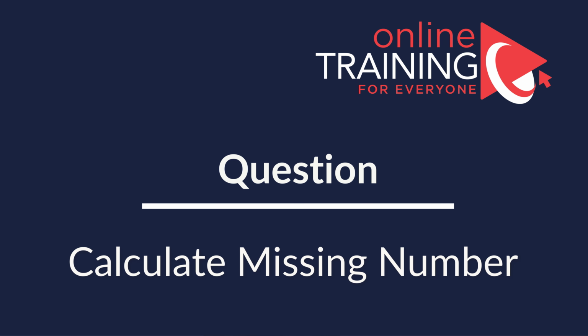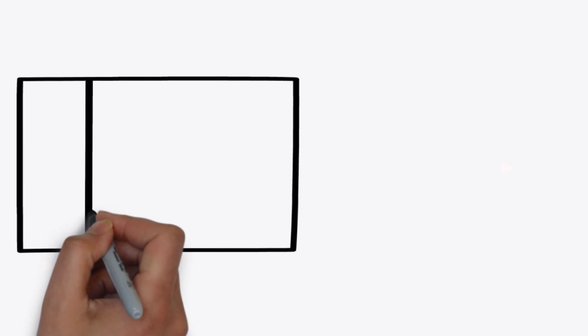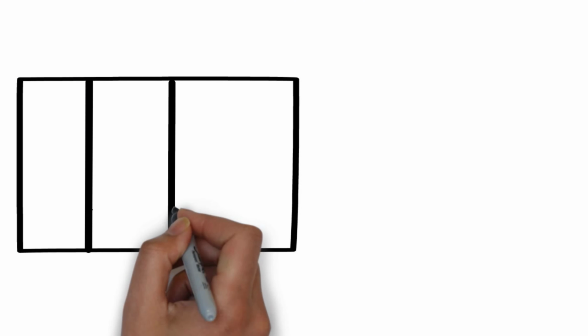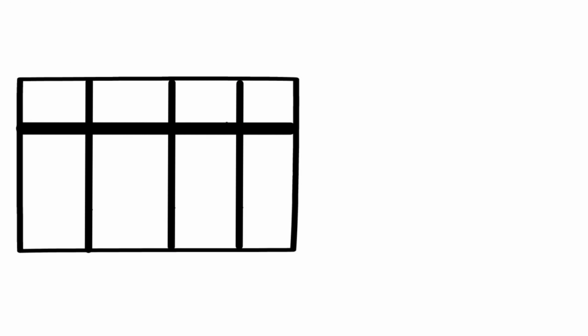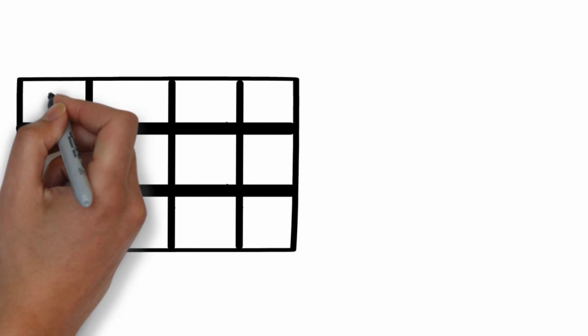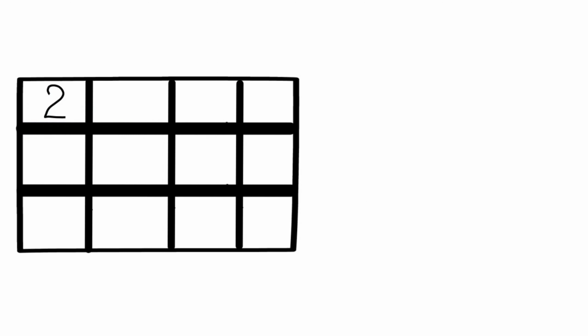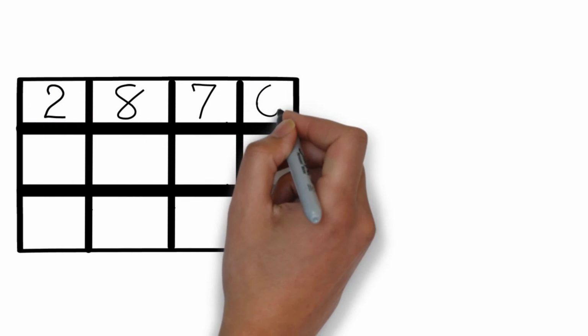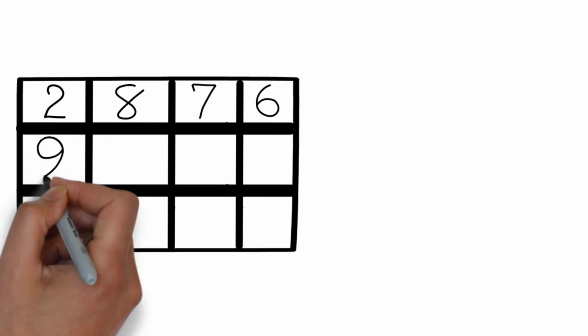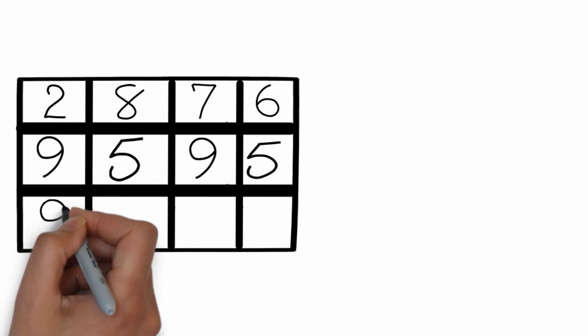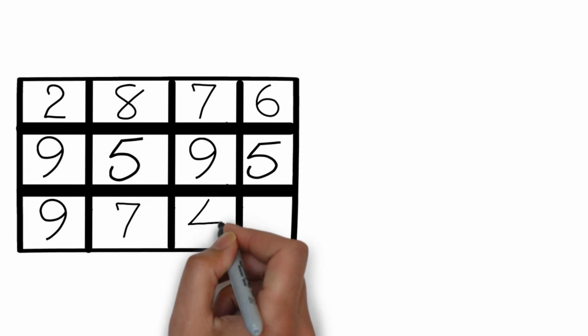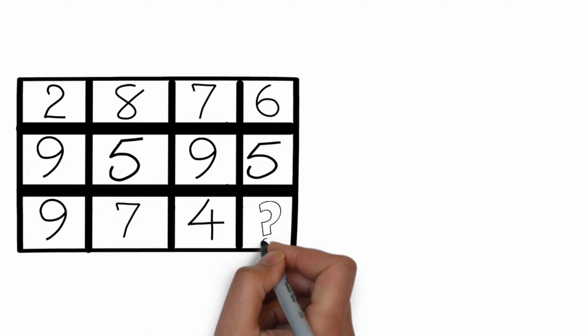Here's one of my favorite questions because it is very frequently used in the test. You're presented with a matrix, a 4x3 matrix. Each cell in the matrix has numbers. For example, the first row has numbers 2, 8, 7, and 6. The second row has numbers 9, 5, 9, 5. And the third row has numbers 9, 7, 4, and one number in the bottom right corner is missing.